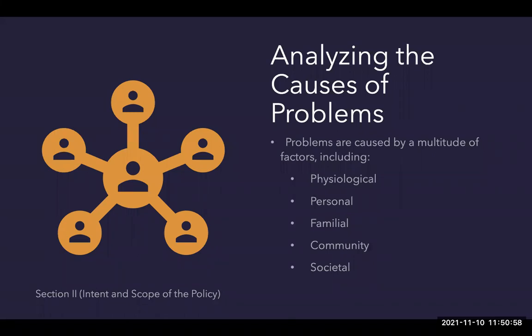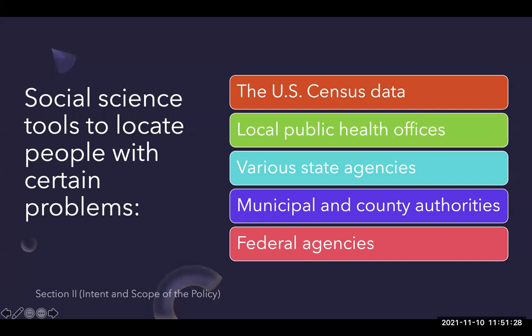And the same would be if we're analyzing the problem using a societal point of view. So again, this is information that you will need to consider when analyzing your problem as part of your paper. So we regularly collect and compile various kinds of population-based data that we can use to locate people and to better understand the problem. So these would include the US Census data, local public health offices, various state agencies, municipal and county authorities, and federal agencies. So again, there are different tools that you can use to gather more information about the problem for section 2 of your paper.